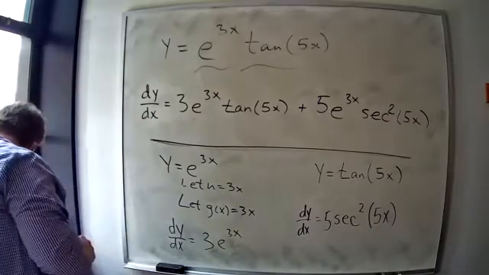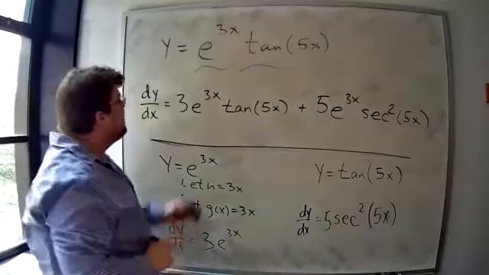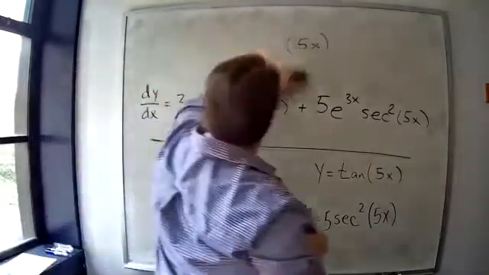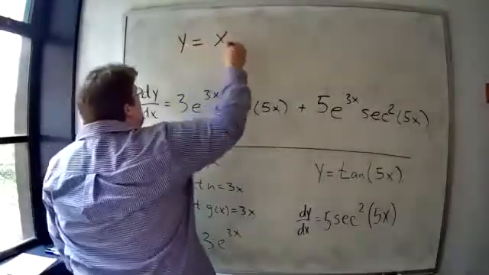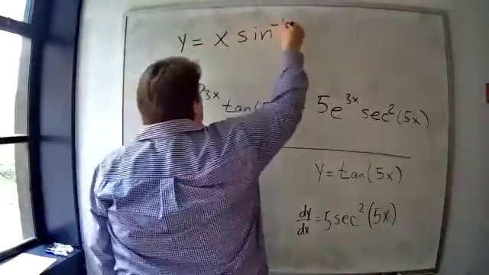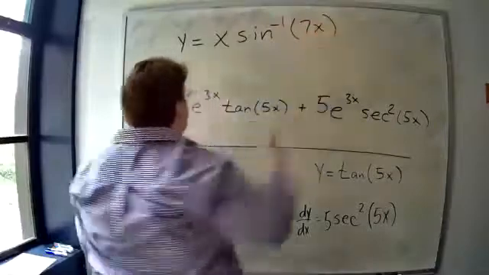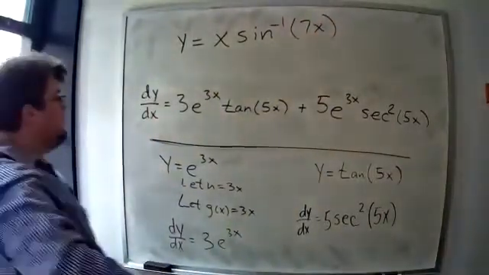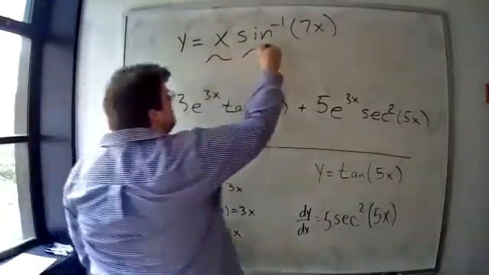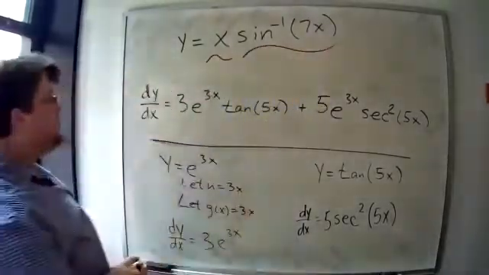Okay, next, what do we have? x inverse sine of 7x. So again, here we have a product. We have something with x's times something else with x's. So we're going to need a product rule.